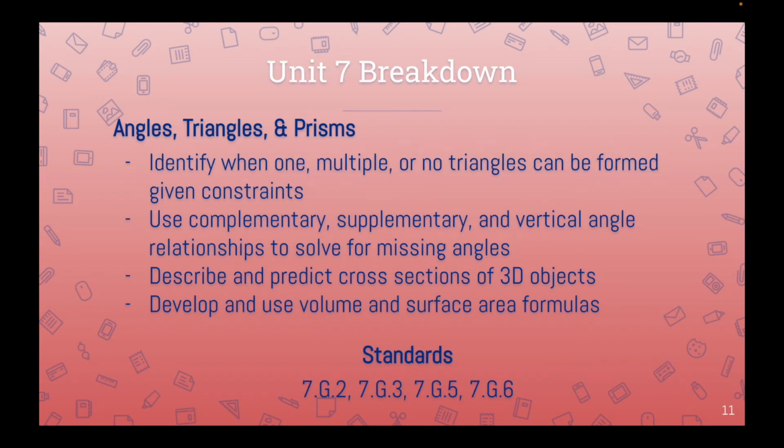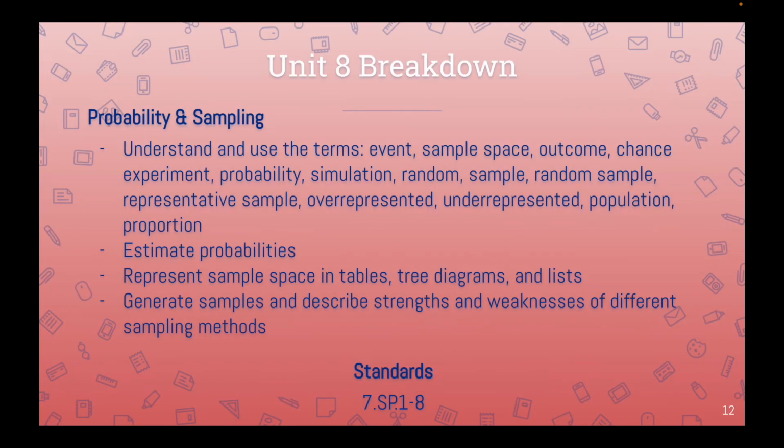In Unit 7, we learn all about angles, triangles, and prisms. We identify when one, multiple, or no triangles can be formed given constraints. We use angle relationships to solve for missing angles. We describe and predict cross-sections of 3D objects, and we develop and use volume and surface area formulas. This addresses our geometry standards 2, 3, 5, and 6.